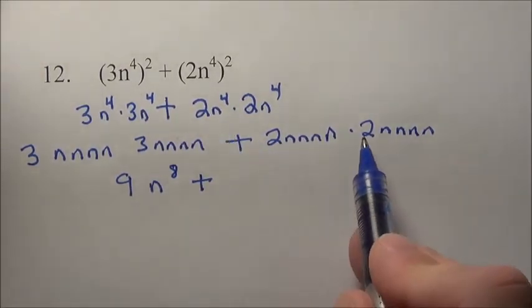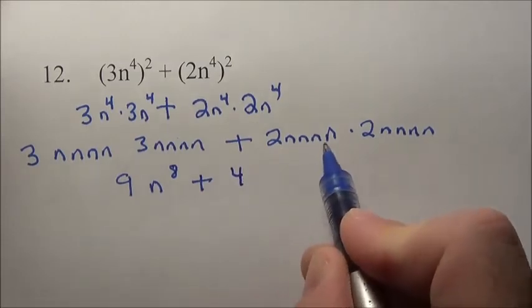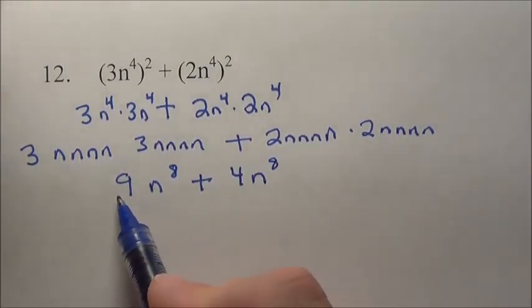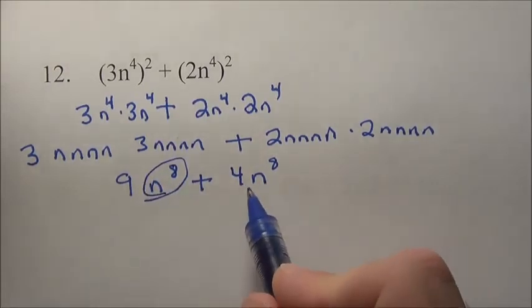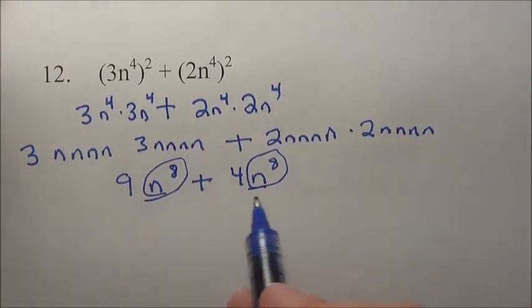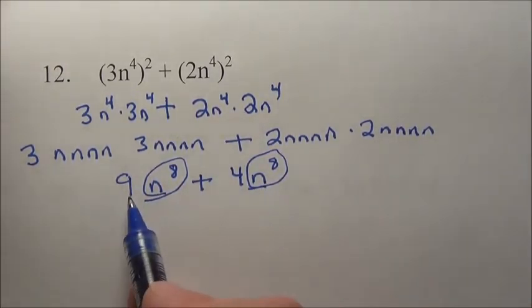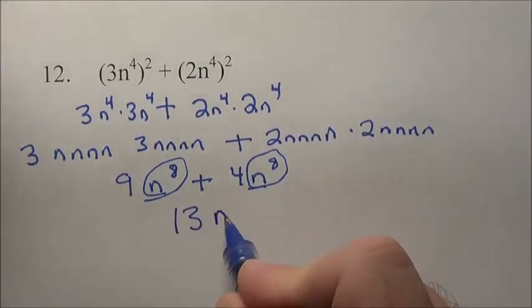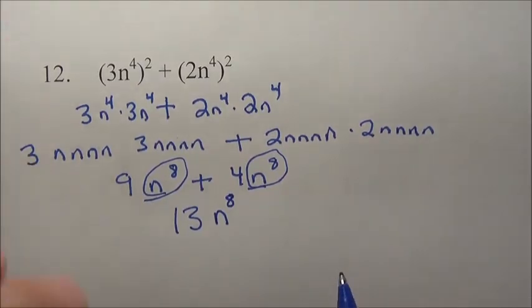Now here, 2 times 2 is going to be 4. n to the 4th times n to the 4th, that's n to the 8th. Now I can only add them if they're the same. I've got 9 of these n to the 8ths plus 4 of these n to the 8ths. Yeah, they're the same thing. I'm counting the same thing. So 9 of something plus 4 of something gives me 13 of that something. That something happens to be n to the 8th.